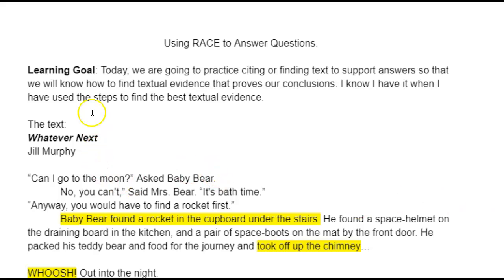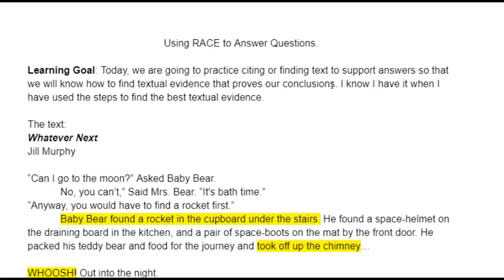Now, this particular video is going to demonstrate how to cite the textual evidence. So, our learning goal again is, today we are going to practice citing or finding text that supports answers, so that we will know how to find textual evidence that proves our conclusions. That basically proves our answers.